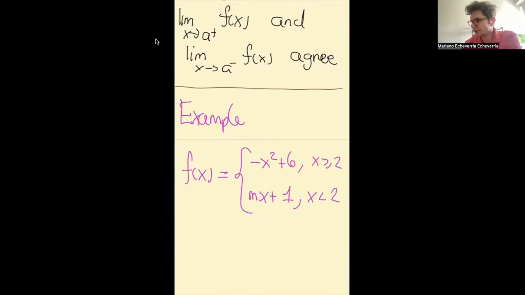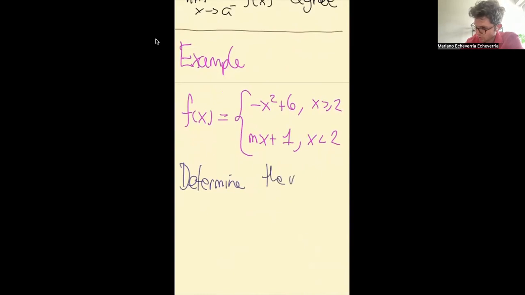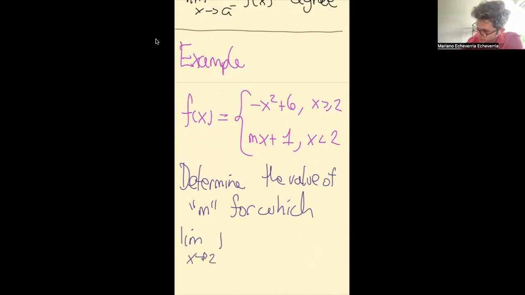So the typical question here in this case is: determine the value of m for which the limit as x approaches 2 of f of x exists. Okay.